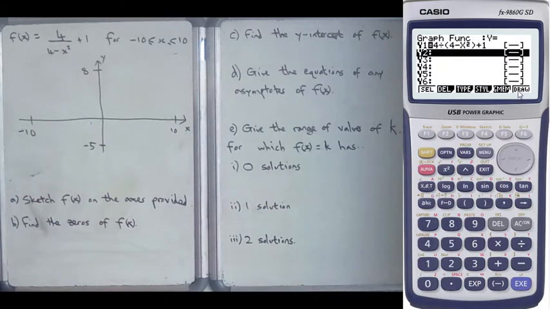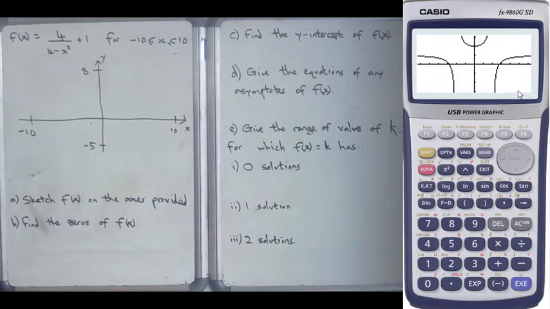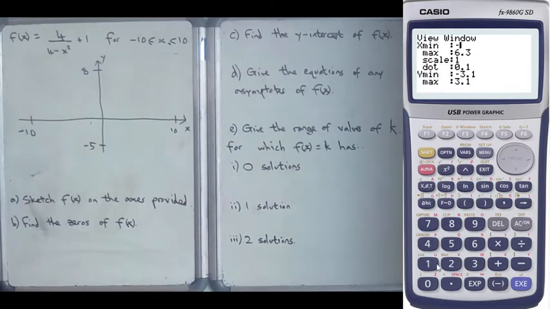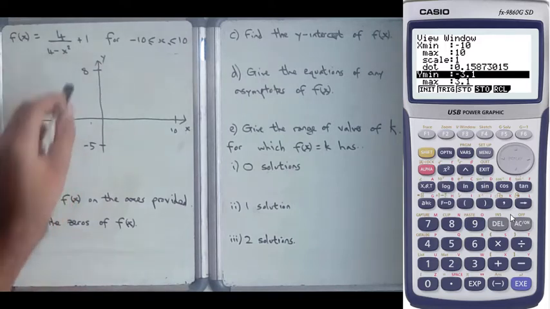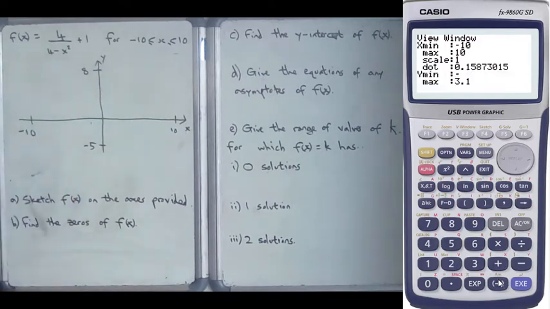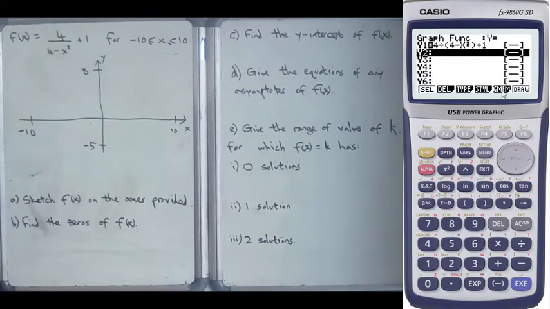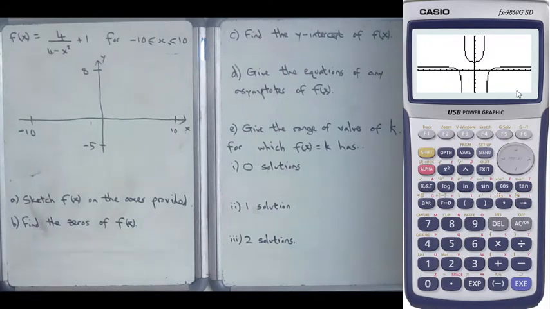I'm going to press draw, and I'm going to have to alter the window. So the x min needs to be minus 10, x max 10, so go to Shift V-Window, x min minus 10, max 10, skip scale, skip dot, y min minus 5, y max 8. So then we are looking at the exact window. The calculator screen is now exactly the same as this screen around here. So now we can transfer.